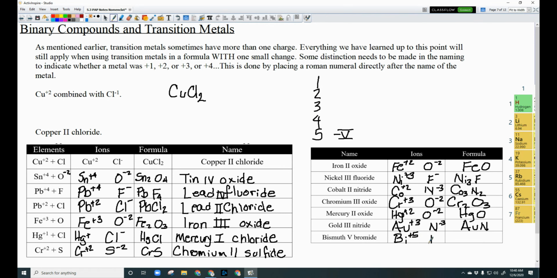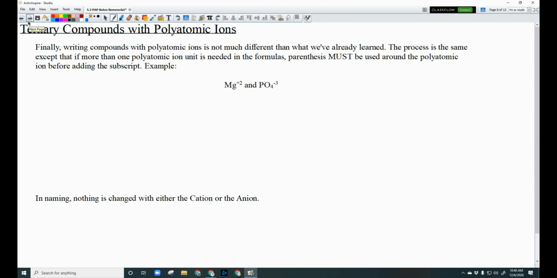Bromine, oops, is a -1. This doesn't equal 0, so we have to swap and drop. So we're going to get BiBr5 as a subscript. Okay, moving on. Ternary compounds.